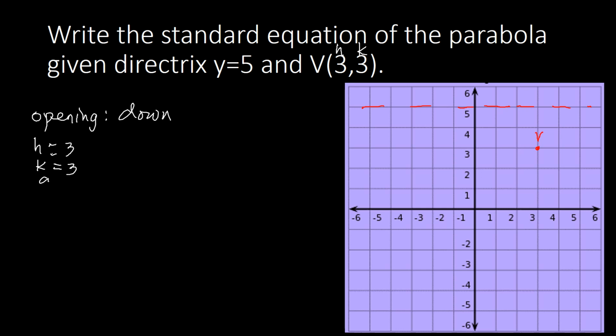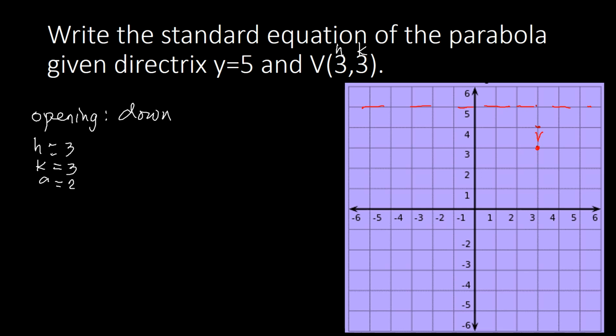Our a is said to be the distance from the directrix to the vertex. The directrix is here, and the vertex is in here. If we count the number of units from the directrix to the vertex, this is 1, and then 2. So there are 2 units between the directrix and the vertex. So our a there is equivalent to 2.